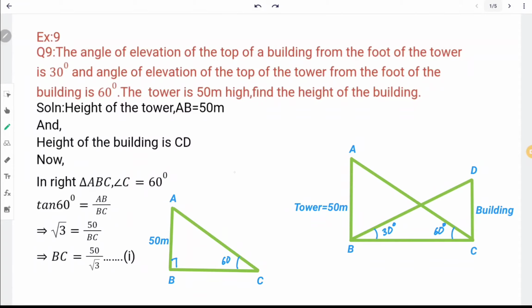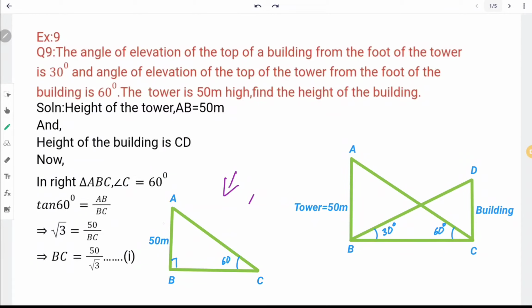All right, so let's go about this. Once again, you can see two right triangles are there. We'll use them one after the other. The first one is right triangle ABC. When you look at these two right triangles, you can see they share one common side, that is BC. So in right triangle ABC, angle C is 60 degrees. We'll be using tan. Let's try to find BC.